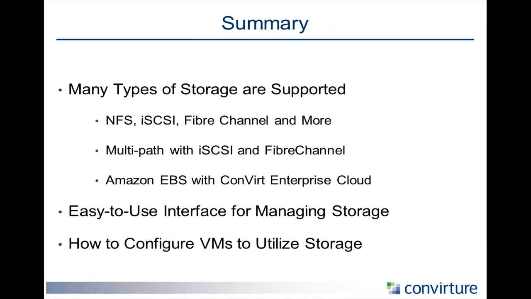In today's video, we talked about the many different types of storage that are supported by ConVirt. We focused on three common solutions, NFS, iSCSI, and Fibre Channel. We demonstrated how to configure those storage options, including how to configure with multipath for both iSCSI and Fibre Channel. We also talked briefly about Amazon EBS and its use with ConVirt Enterprise Cloud. We demonstrated the easy-to-use interface for managing storage and how to configure VMs to utilize that storage.